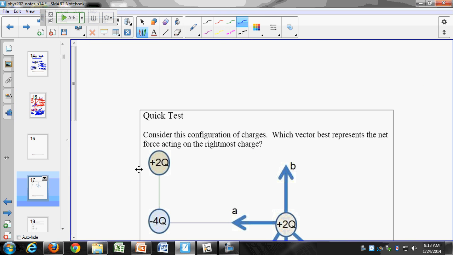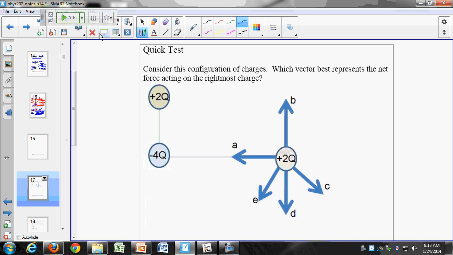All right, let's try some qualitative questions. We have this configuration of charges. Which vector best represents the net force acting on the rightmost charge? So on that plus 2q with all the arrows coming out of it, which of those vectors best represents the force acting on it?